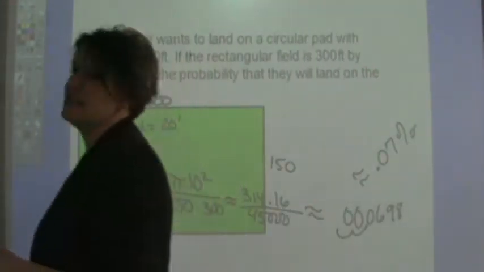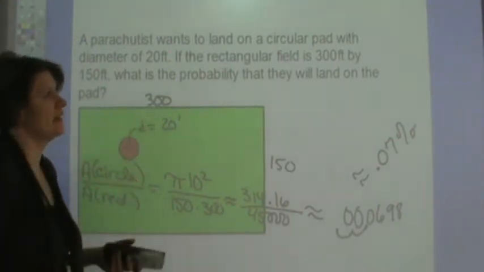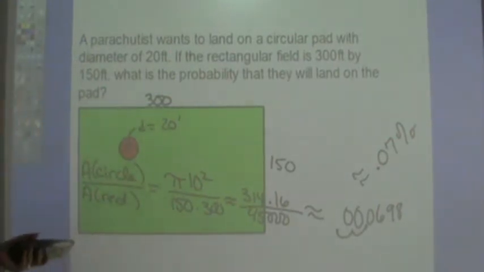Now, of course, we also have to take into account how good this guy is. Ability is also going to factor in. But for the straight probability, that's what we've got.